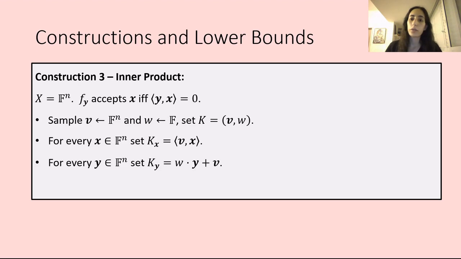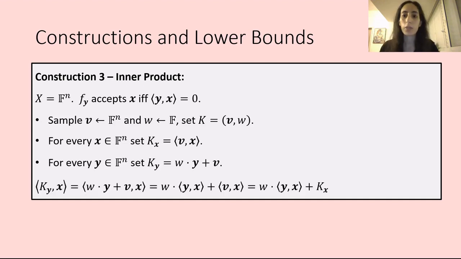In order to sample the common random string, we sample a length n random vector v, and in addition another single random element w. Now we define k sub x for every x to be the inner product of this random v from the CRS with x. And in order to generate a key for y, we consider w, the single field element, multiplied by y, and then the vector v added to it.